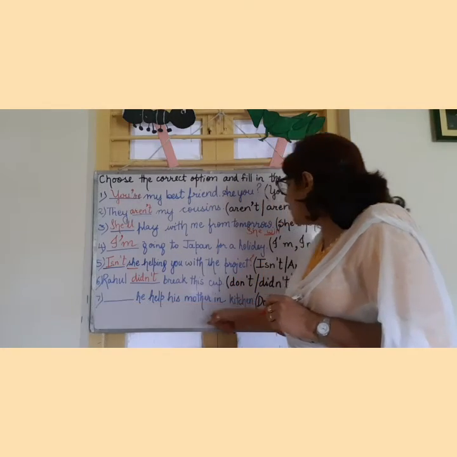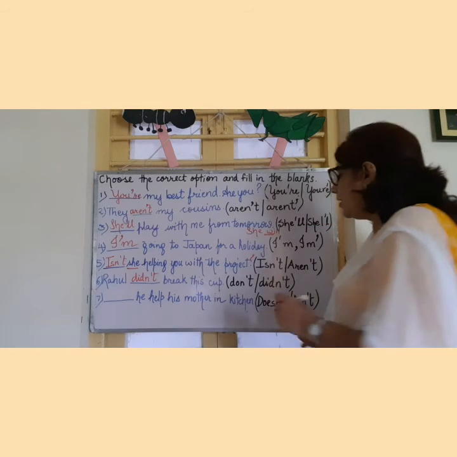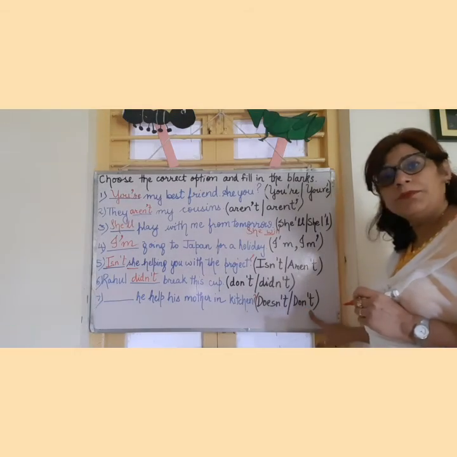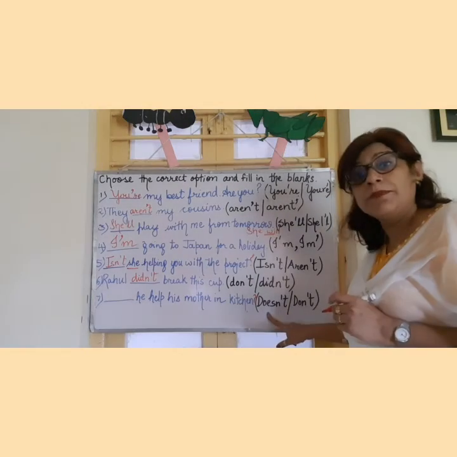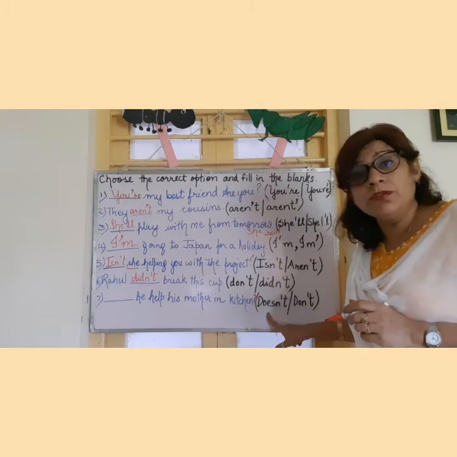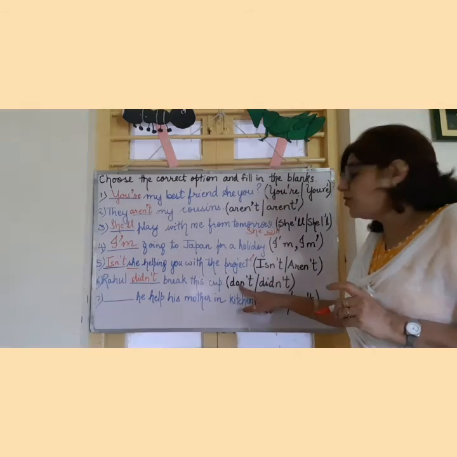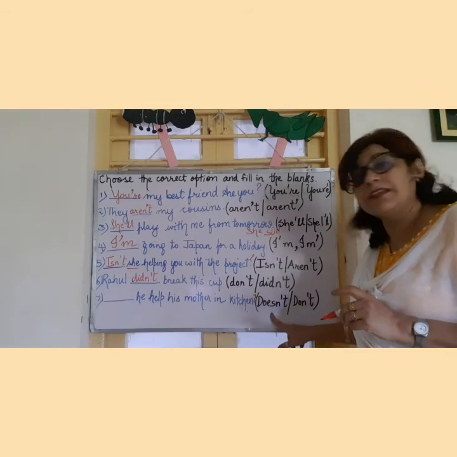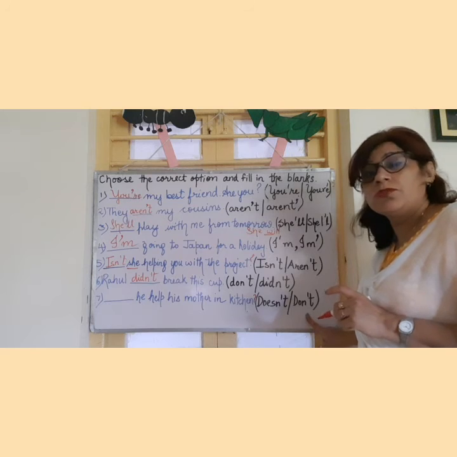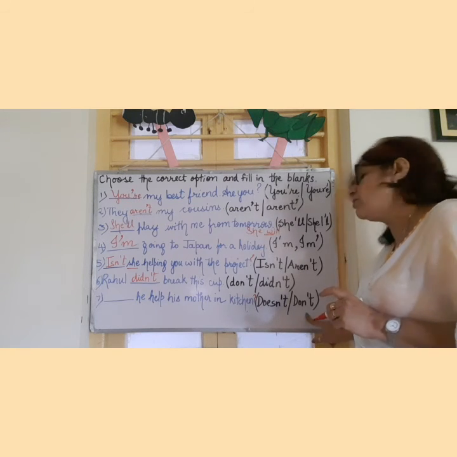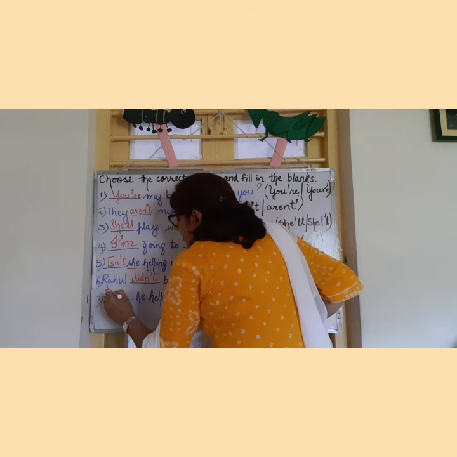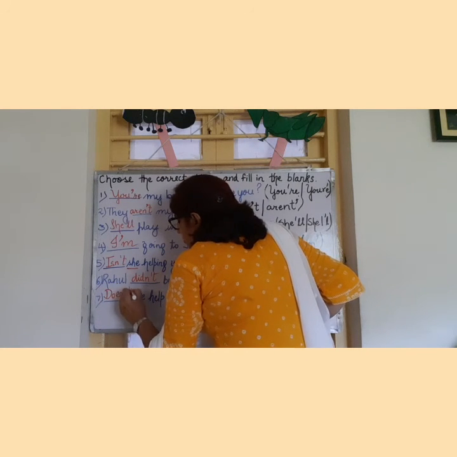Dash he help his mother in the kitchen. Again, doesn't and don't. Doesn't he help? Now just now I told you, because we were talking about Rahul, singular, we did not have the option of doesn't, but here we have doesn't. So doesn't and don't. Don't we will not use. Don't is used with plural nouns and pronouns and with I. So, doesn't he help his mother in the kitchen?